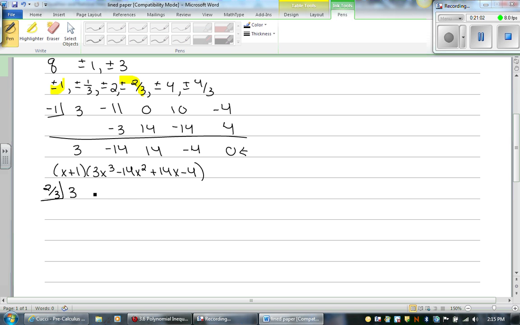And let's use this piece here, 3, negative 14, 14, and negative 4. Drop that 3. 2/3 times 3 is 2, which brings us negative 12. 2/3 times negative 12.